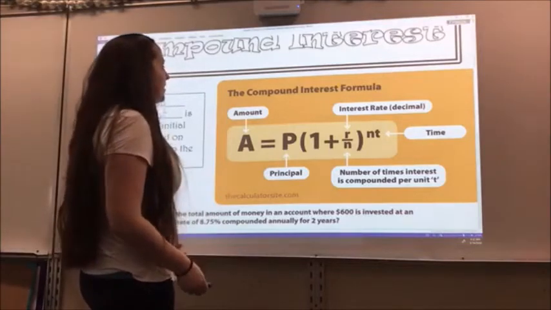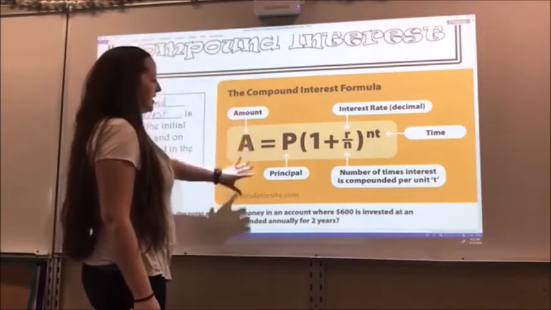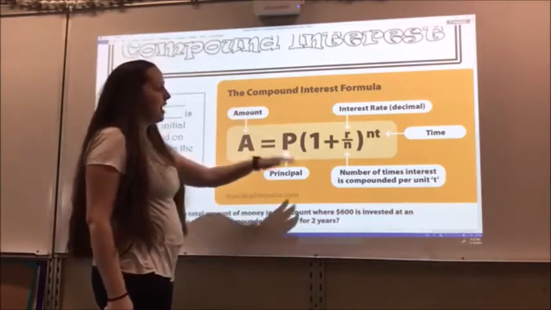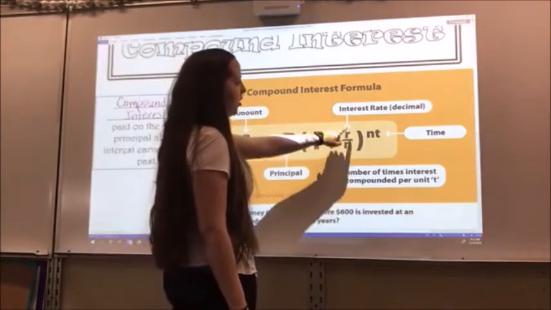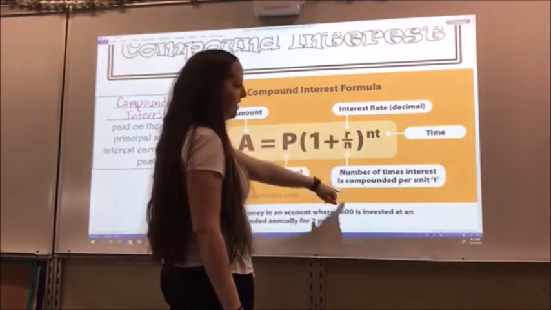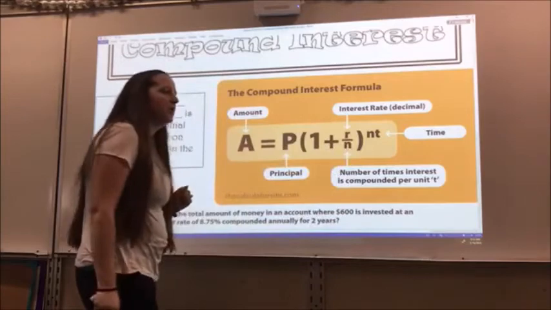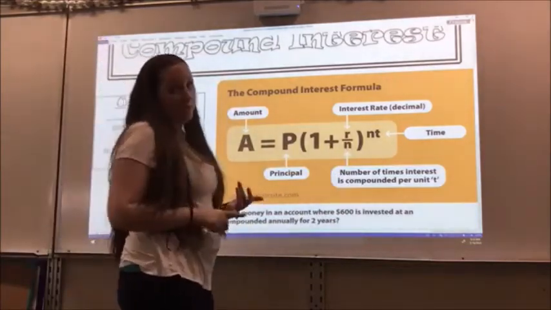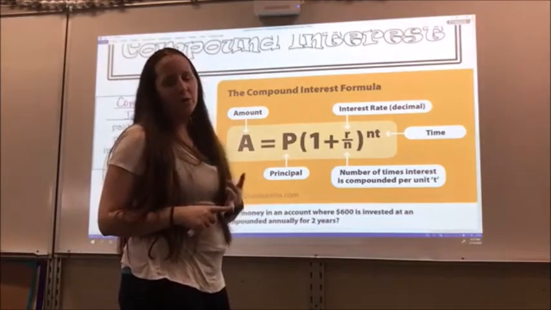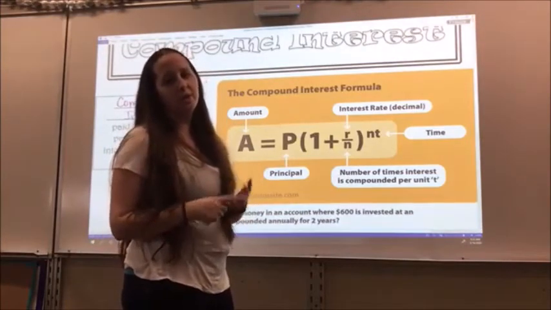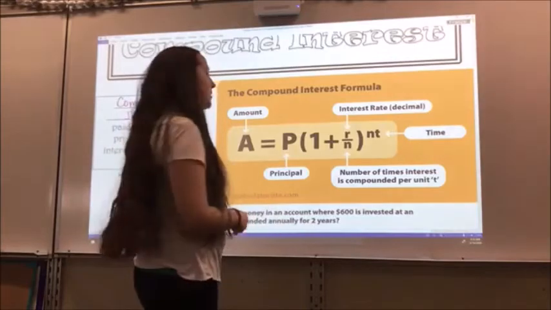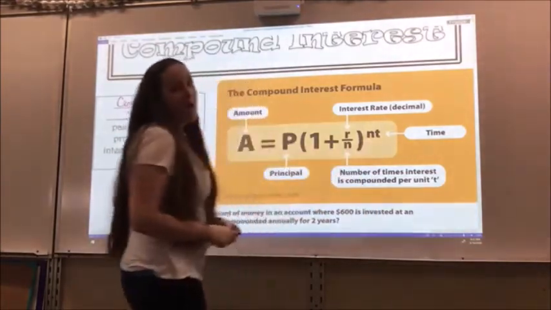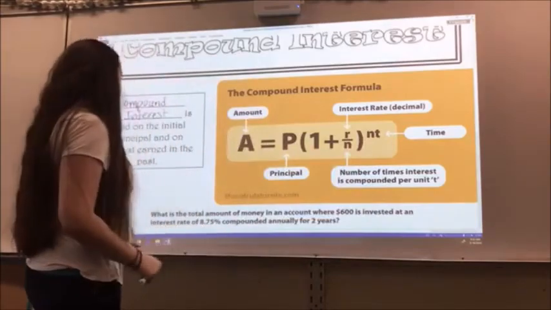So, the compound interest formula, you take the amount, that's the A that you're going to pay, okay, equals the principal, times 1 plus r, the interest rate, over n, the number of times the interest is compounded per unit of t. Okay, so usually it's annually, which is 1, biannually, which is 2, quarterly, which is 4, monthly, which is 12. Okay? And then that same n times your amount of time, t.